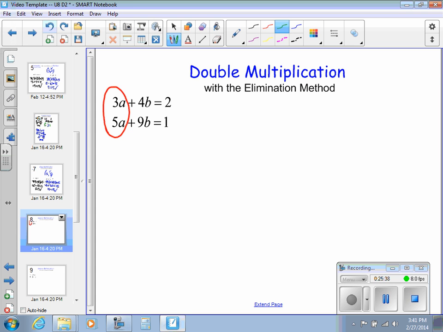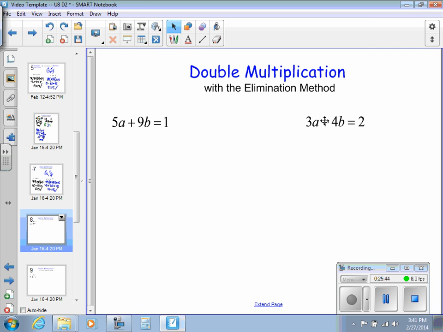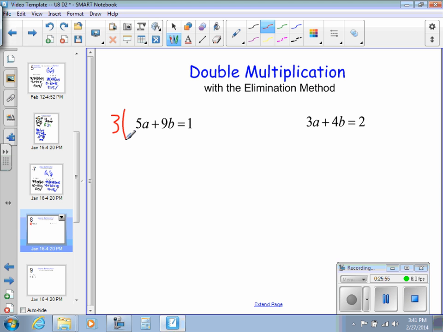So I'm going to take, let me move this over here. I'm going to take this equation and I'm going to multiply it by 3. And I'm going to take this one and I'm going to multiply it by -5. That way I'm going to end up with a positive 15a on one and a negative 15a on the other, so that they will cancel, they will eliminate.